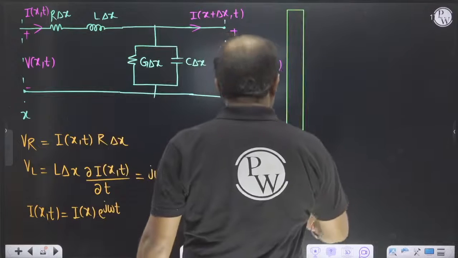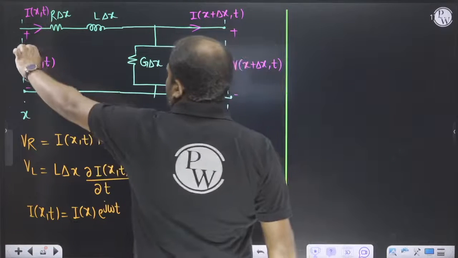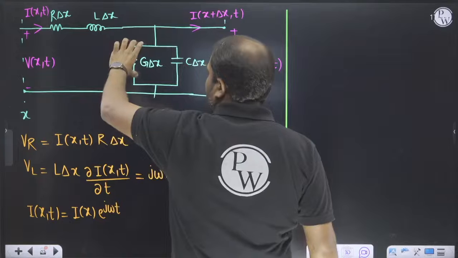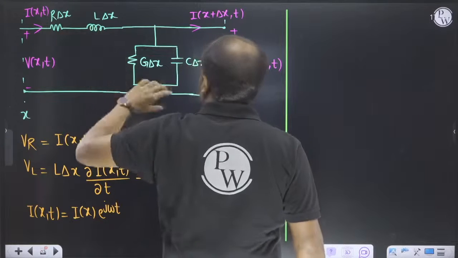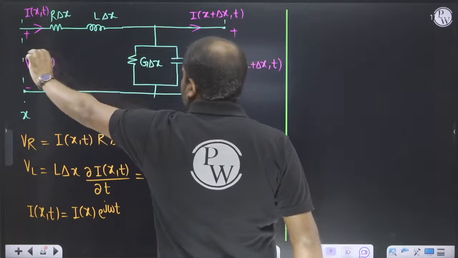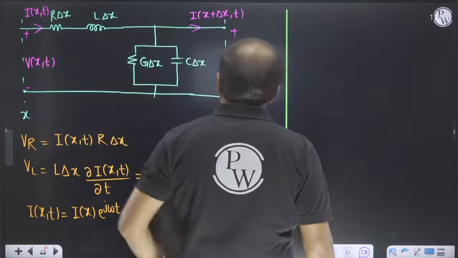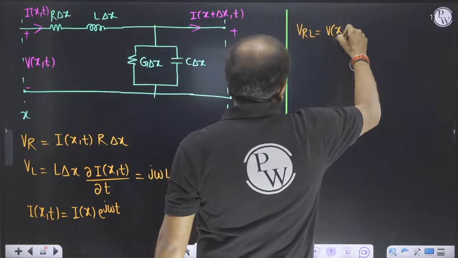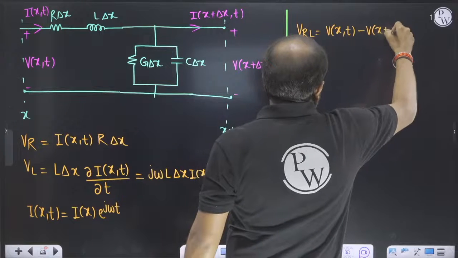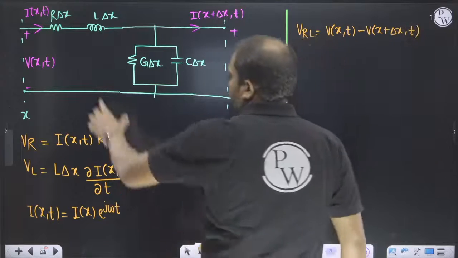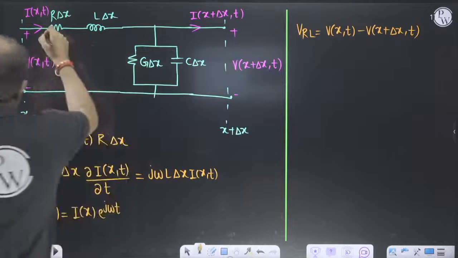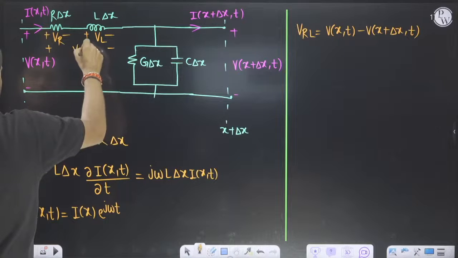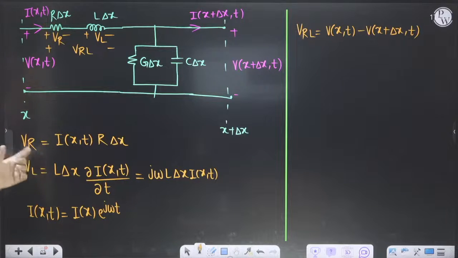Then what will we do? The voltage drop here is V(x,t), and here the voltage drop is V(x+delta x, t). So this minus this is equal to this by using KVL. So V(x,t) minus V(x+delta x, t) is equal to the voltage across RL. So this is the voltage across R, this is the voltage across L, and this is the voltage across RL. So VRL is equal to VR plus VL.